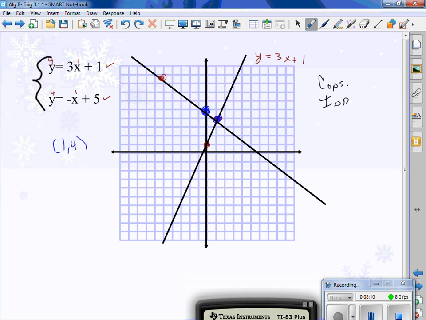Consistent, dependent, yes. Where I get the 1? Over 1, up 4. Right. I do my x, then it's y. It's always x comma y. It's consistent, independent. I got an answer. They intersect.